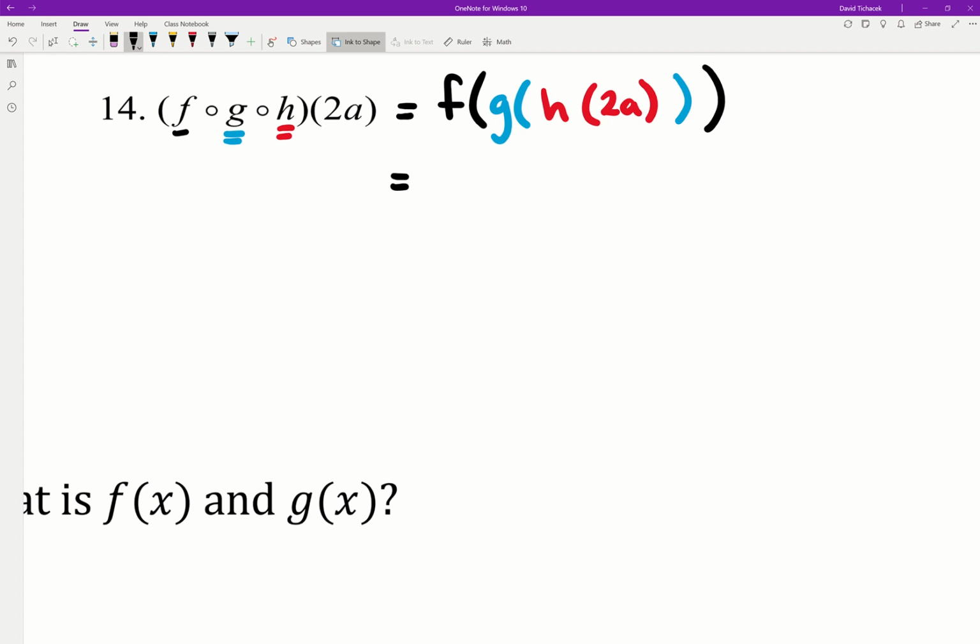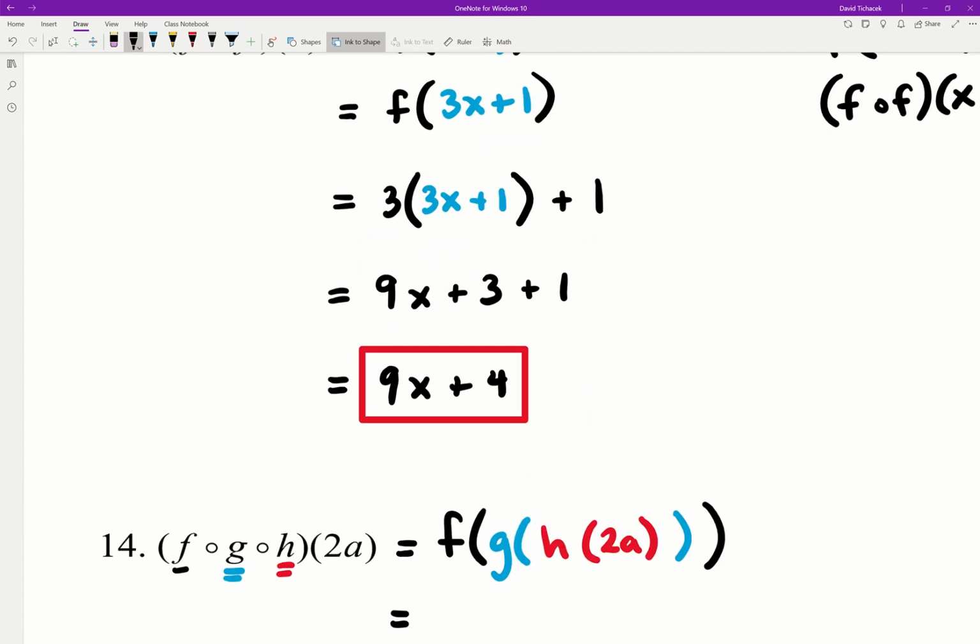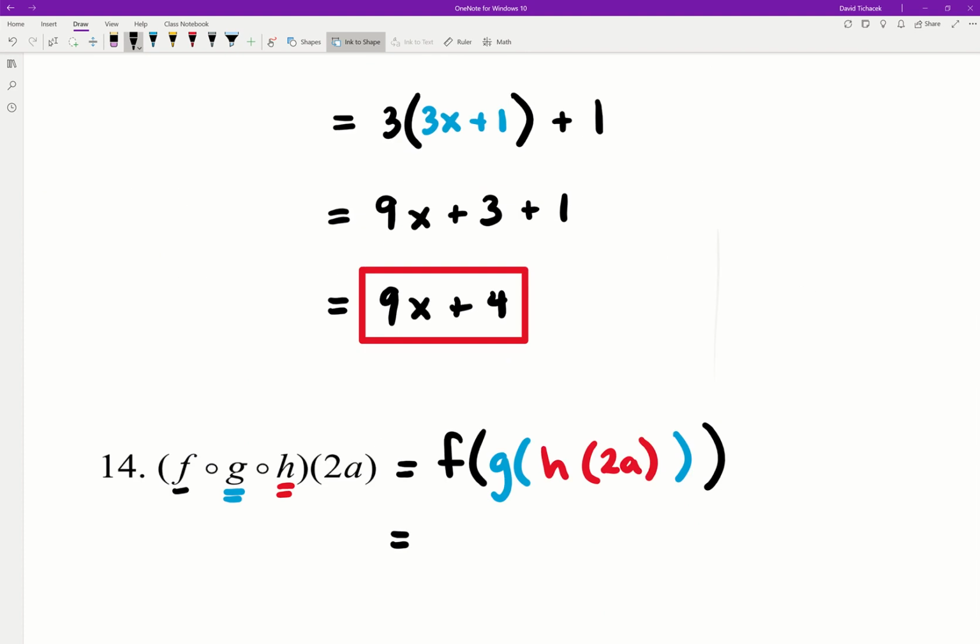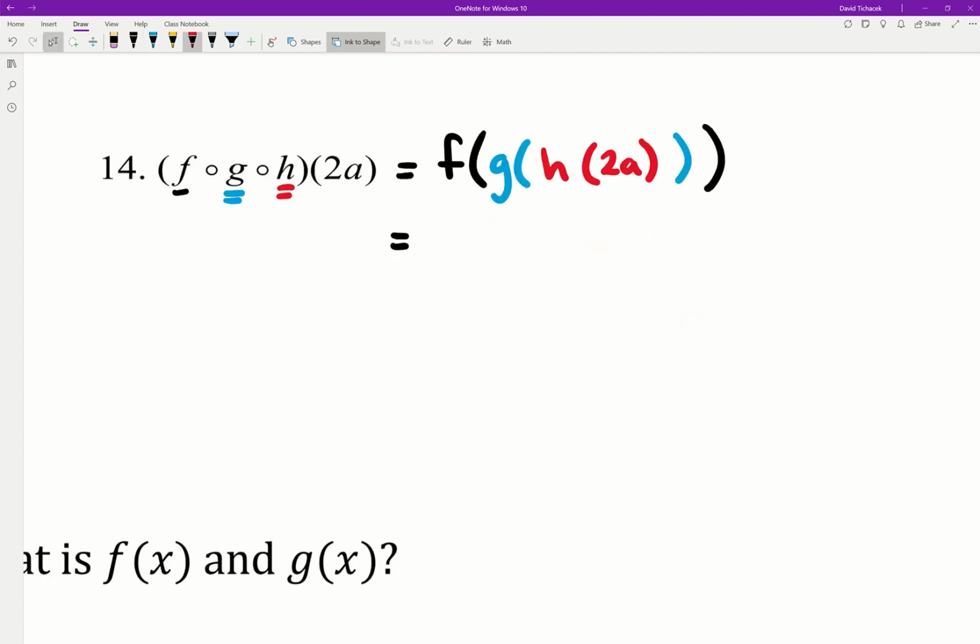We're going to work from the inside out. So just reminding ourselves what our h machine does, that was our square root machine, okay? And so in place of h of 2a, I'm going to go ahead and say the square root of the input, 2a. That's something that we are giving my g machine, and then whatever the result of that is, something that we are giving our f machine. So we're just going to do one thing at a time.